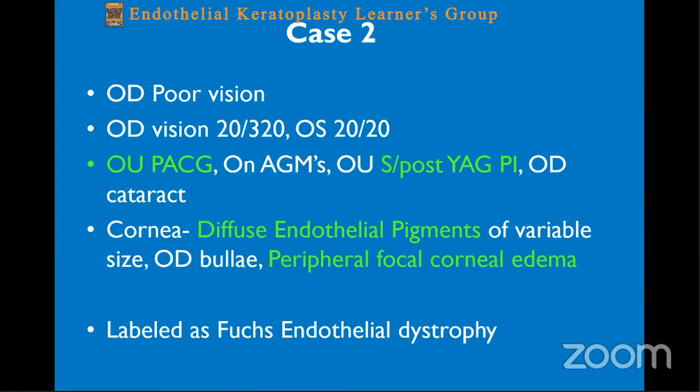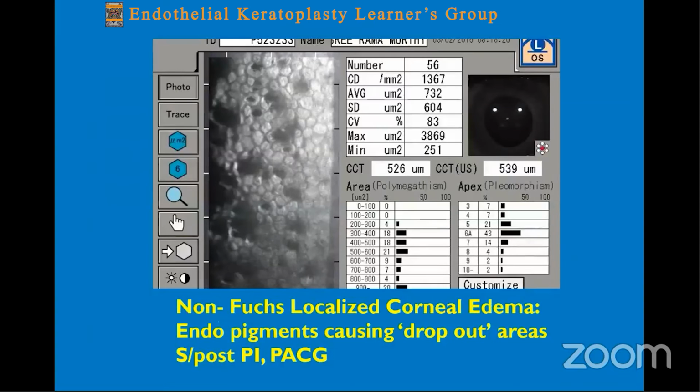Another case, this was a case having poor vision. The right eye has a vision of 20/320, left eye is 20/20. Both eyes have primary angle closure glaucoma. The patient has a cataract and peripheral focal edema. Now, this is again labeled as Fuchs endothelial dystrophy because on the specular imaging, you see dropout areas.